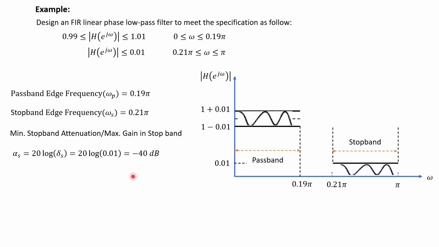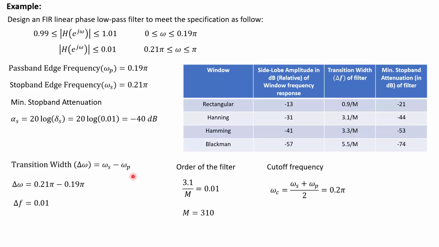So to understand, I have included one table. Okay, so just try to see this table. So here are the different windows, right? Rectangular window, Hanning window, Hamming window, Blackman window. Okay. So here you have to just see this table, and here you can find these are the minimum stop band attenuation offered by these windows, right? So the minimum attenuation offered by the rectangular window is minus 21 dB. Here Hanning window is offering minus 44 dB, then it is minus 53 dB, and here it is minus 74 dB. So different windows are having different minimum stop band attenuation, right?